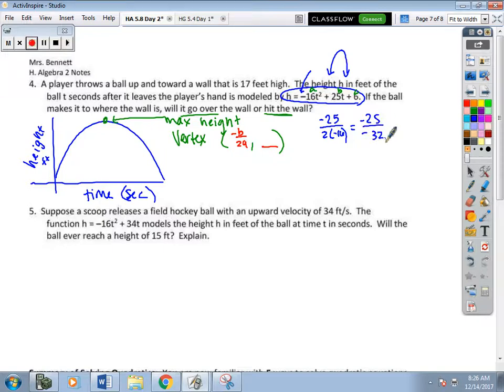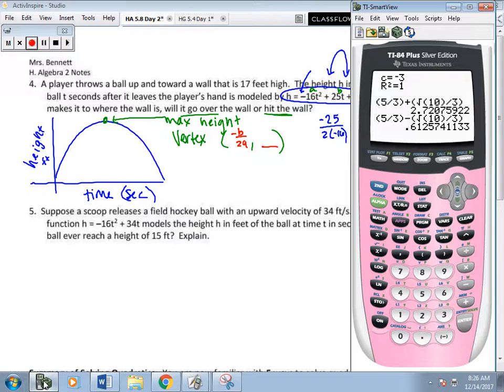32. The negatives are going to cancel, so 25 divided by 32 gets me this number. You do not want to round this number. Okay.